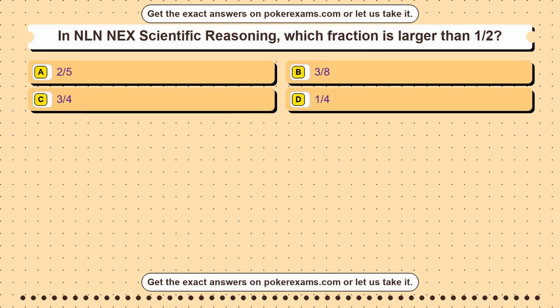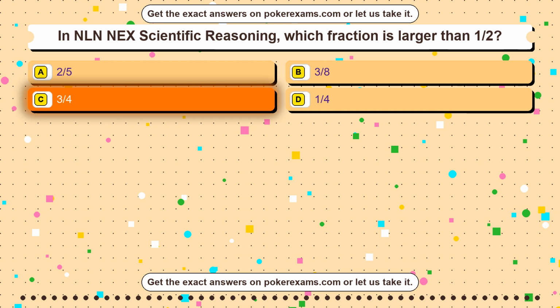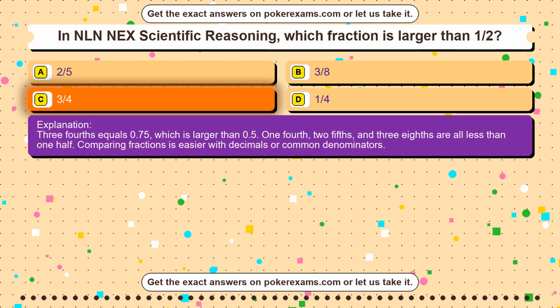Question 3. In GED Science Practice Test, which word best describes a claim supported by evidence? Option A, decimal. Option B, variable. Option C, argument. Option D, fragment. The correct answer is option C. An argument in reading and writing is a claim supported by reasons and evidence. A fragment is an incomplete sentence, a decimal is a number form, and a variable represents an unknown. Evidence points to argument structure.